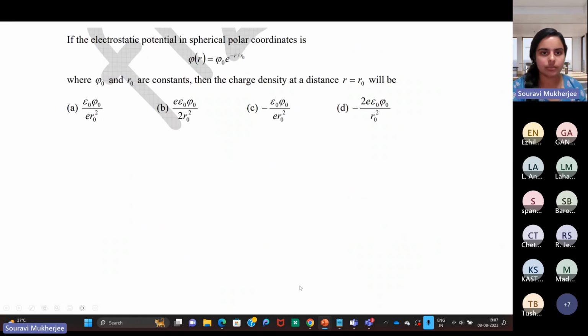Now, this is another question. Here, what we see is the electric potential is given in spherical coordinates. This is some electric potential, and these are constants. Now you want to find the charge density at some distance r equal to r naught. So what is the relation that we have to use? Potential V or phi is given, and you want to find the charge density. So which relation to use?